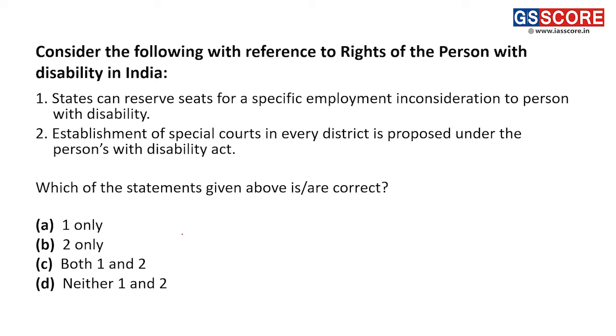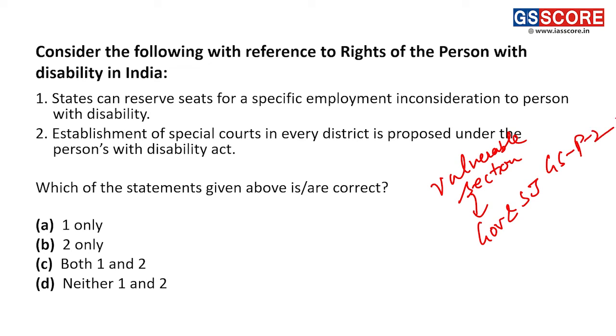Consider the following with reference to rights of persons with disability. So if we look at the vulnerable sections, governance and social justice, GS paper 2. So people with disability or Divyangs are important as part of the government initiatives. So let us look at the statements.